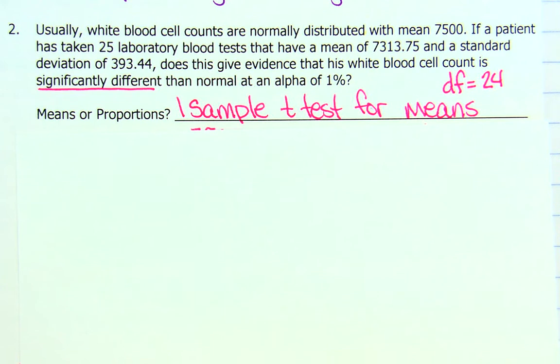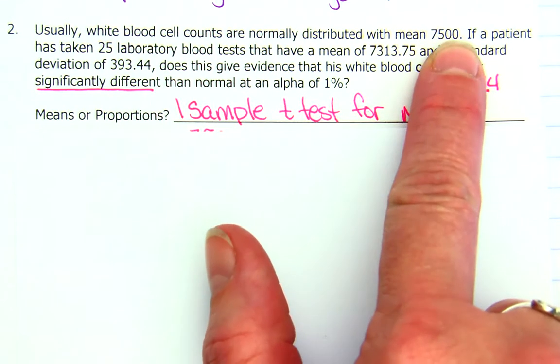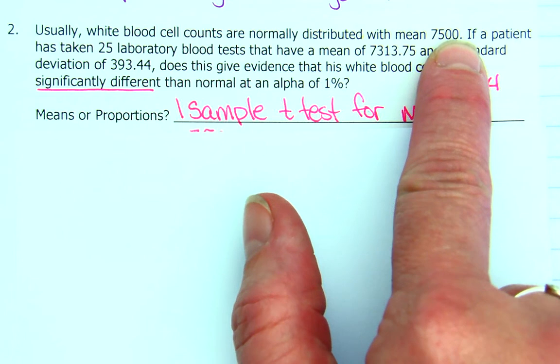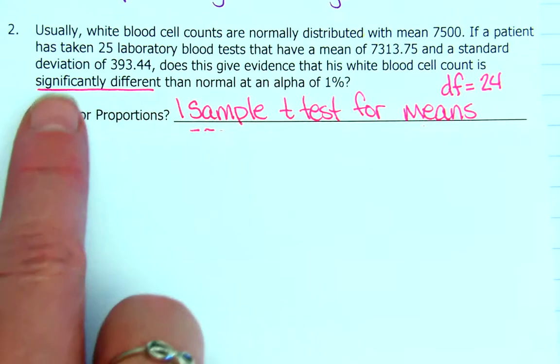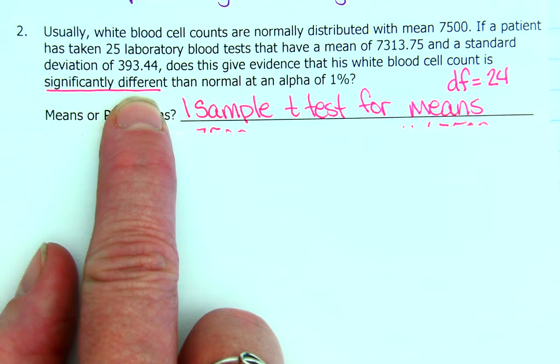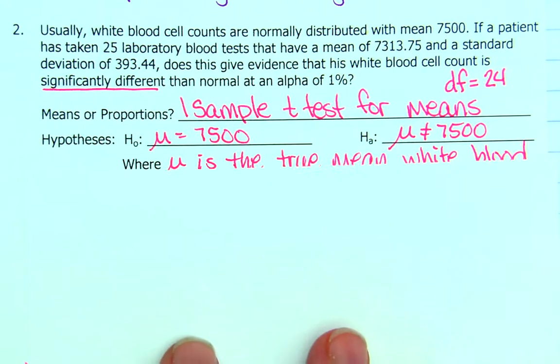Now, what do we think the mean number of white blood cell counts should be? 7,500. This is our hypothesized value. So we're saying H0 is mu equals 7,500. We want to know, is it significantly different? So what type of inequality shows different? Not equal to. There we go.